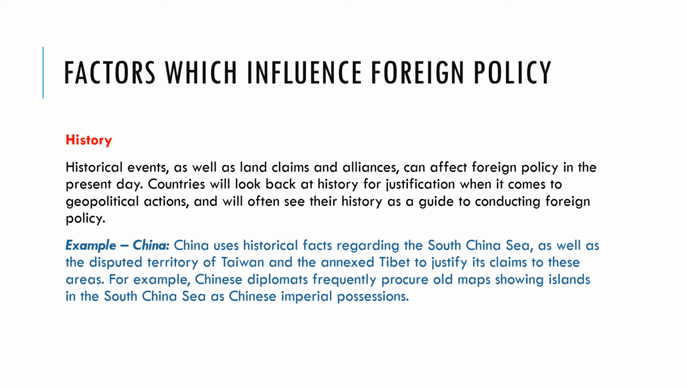Another factor that might influence foreign policy is history. Historical events, as well as land claims and alliances, can affect foreign policy in present days. Countries will look back at history for justification when it comes to geopolitical actions, and often see their history as a guide to conducting foreign policy. For instance, China will use historical facts regarding the South China Sea as well as the disputed territory of Taiwan and the annexed Tibet to justify its claims that these areas were formerly part of a bigger Chinese empire.